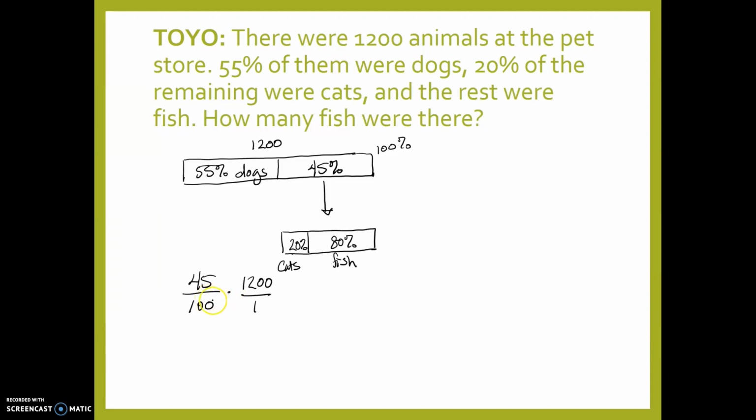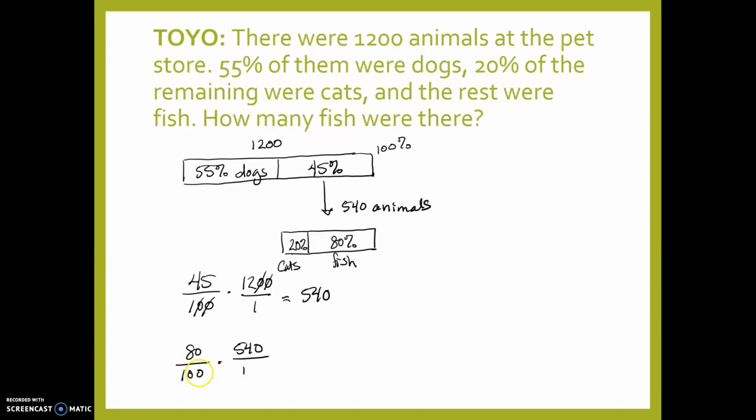So what we're going to do is figure out how many 45% is, and we're going to divide that up into cats and fish. So if we multiply 45% times 1,200, we can cross cancel there. And then if we were to do the math on that, 45 times 12 is going to be 540. So let's write that down here. Okay, we want to know how many fish there are. Of that 540, 80% are fish. So let's go ahead and figure out what that is.